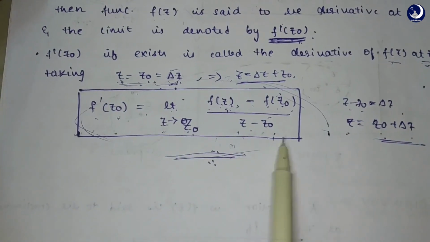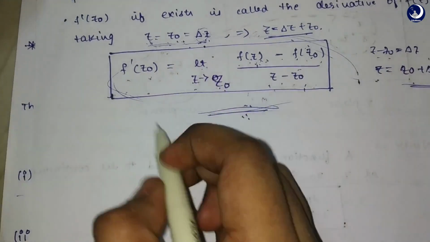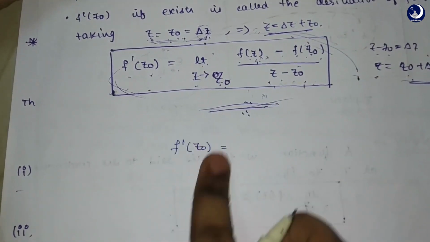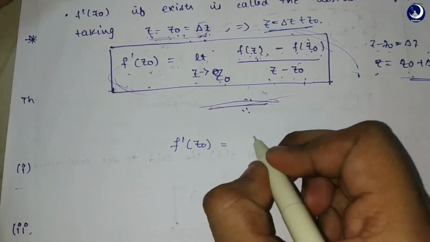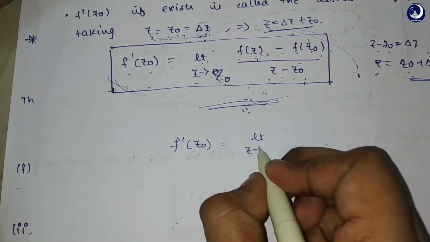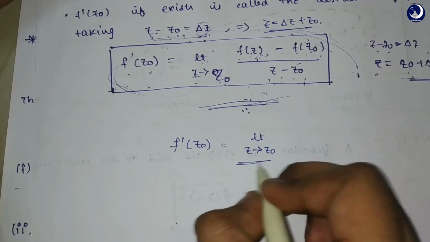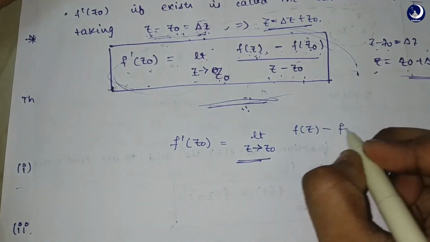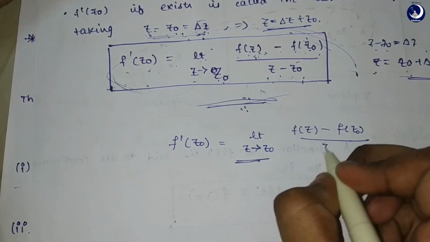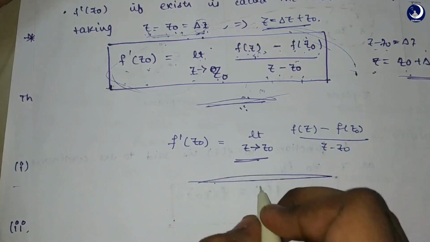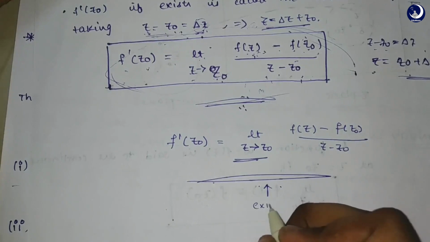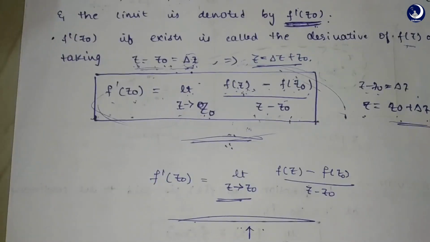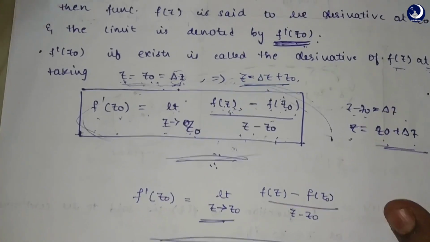So this is our differentiability equation, f dash of z0. This is the derivative of the function f of z. The limit you're taking is when z is approaching z naught. Everything is for finding the derivative at the point z naught: f of z minus f of z naught by z minus z naught. So if this particular limit exists, then only we say that our function is differentiable, or has a derivative, at a particular point z naught. That's it.